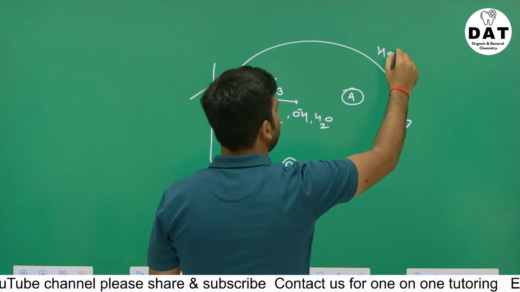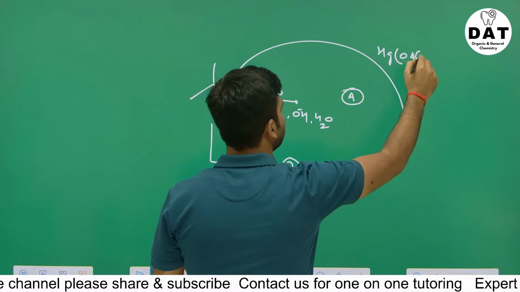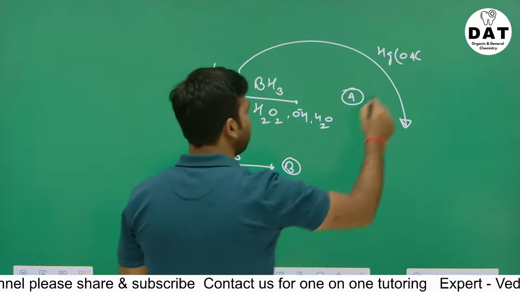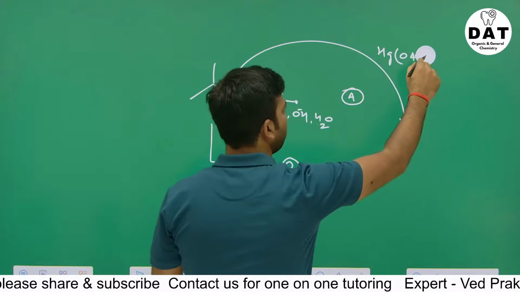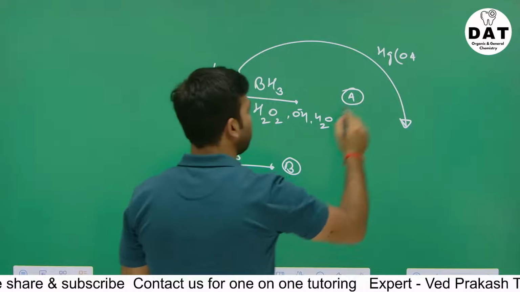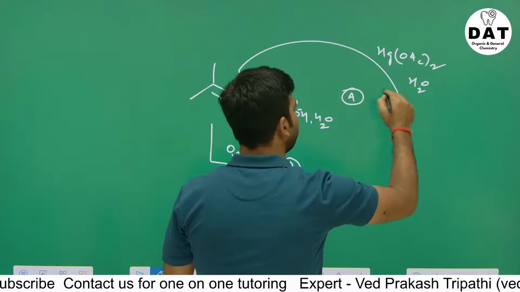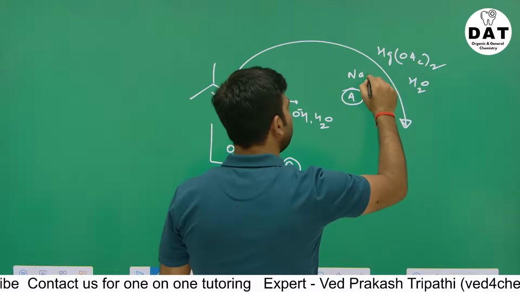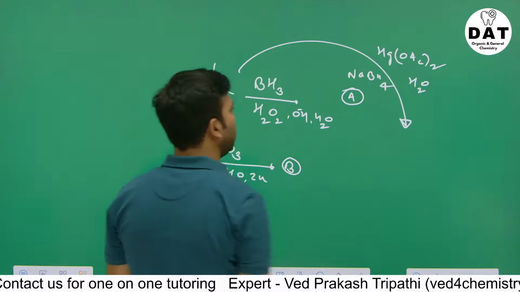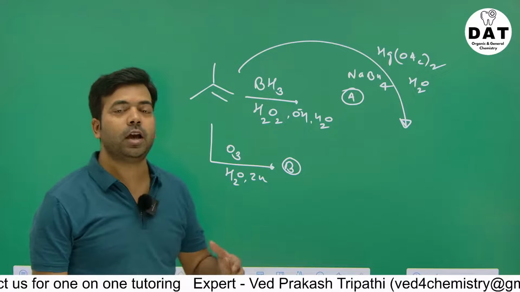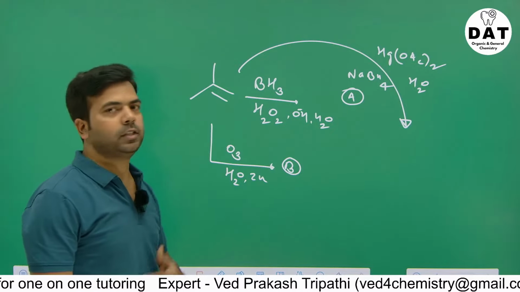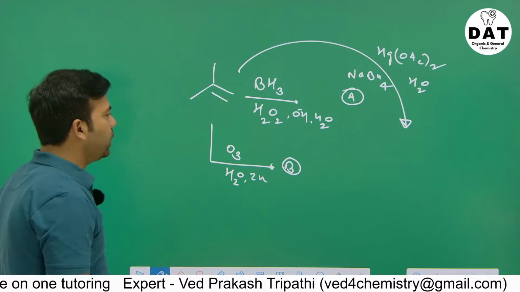And again this alkene is treated with Hg(OAc)2, H2O, NaBH4. Clear? And you must know the names of all these reactions. Clear? So let's start with this one.